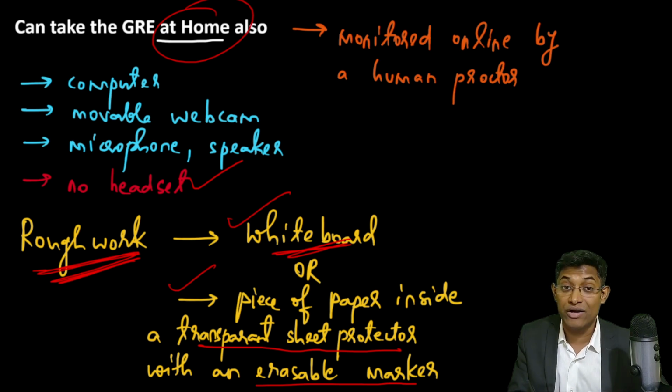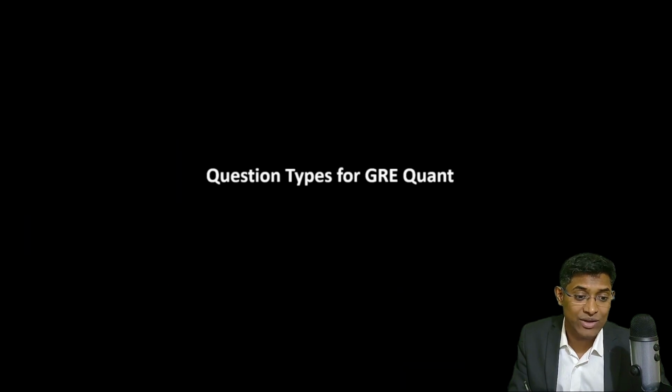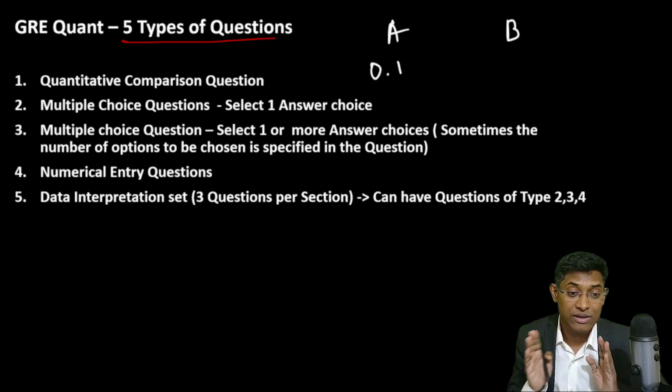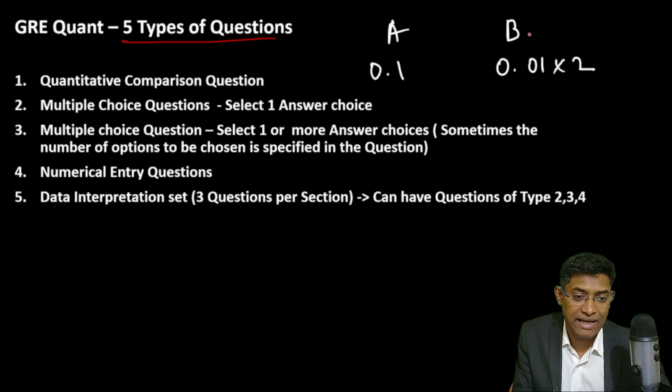All right. So we have got a good idea about the GRE, its various sections, the scoring nature of the GRE, etc. Now, let's try to understand the different types of questions that can come for the GRE Quant section. There can be 5 types of questions. The first type is the quantitative comparison question. In a quantitative comparison question, you will be given 2 items. Let's say this is item A and this is item B. Over here, under A it says 0.1 and under B it says 0.01 into 2.